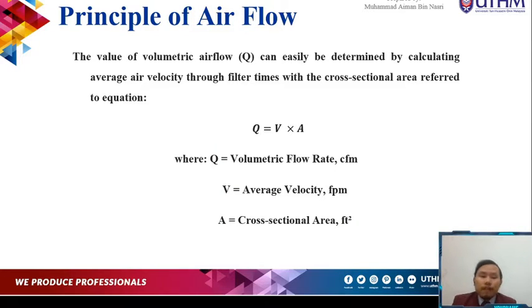Principle of airflow. The value of volumetric airflow can easily be determined by calculating average air velocity through filter times the cross-sectional area by referring to the equation Q = V × A, where Q equals volumetric flow rate, V equals average velocity, and A equals cross-sectional area.